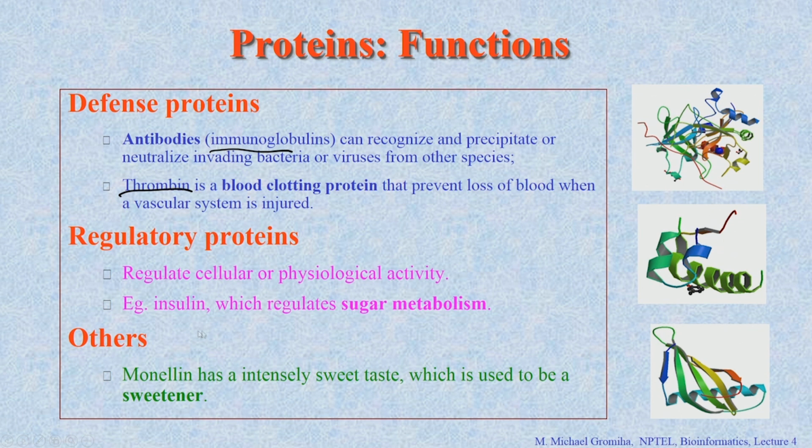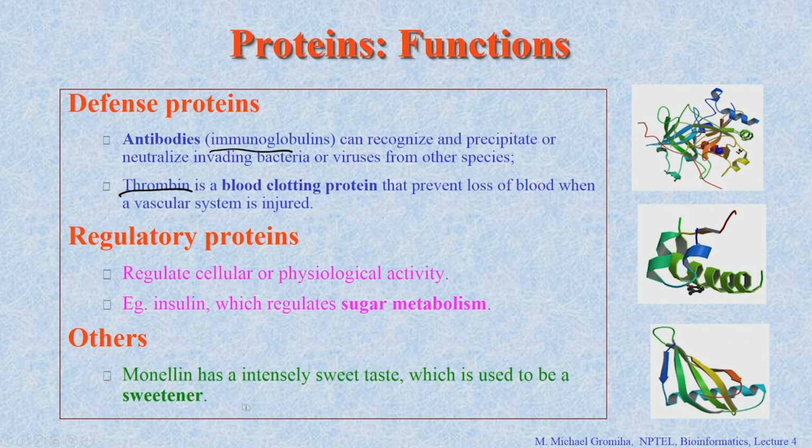Then there are some proteins acting as regulatory proteins, right, which regulate the cellular and physiological activity. For example, insulin, right, this is a very well known example. So it regulates the sugar metabolism. So if you are having diabetes, you need to have insulin, right. So this is the one which regulates the cellular physiological activity. And a lot of other proteins have different functions.